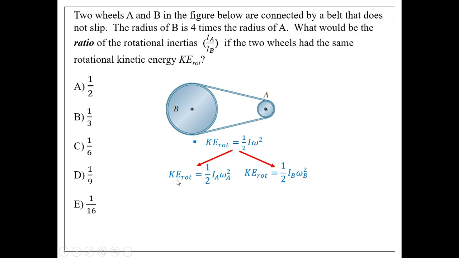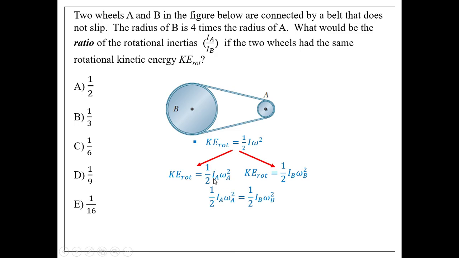But you notice in my work, KErot does not have a subscript because the problem clearly states that they have the same rotational kinetic energy. When things are the same, leave subscripts out, because KErot is represented by 1/2 IA omega A squared, but KErot is also represented by 1/2 IB omega B squared. You can set these two functions equal to each other because they represent the same KErot.